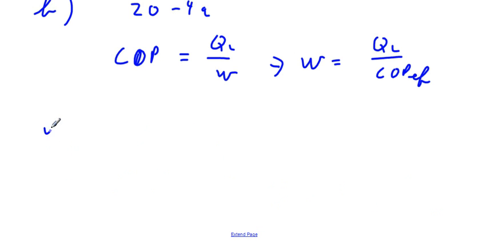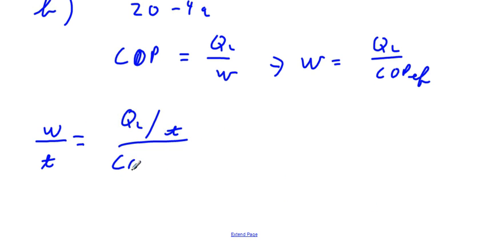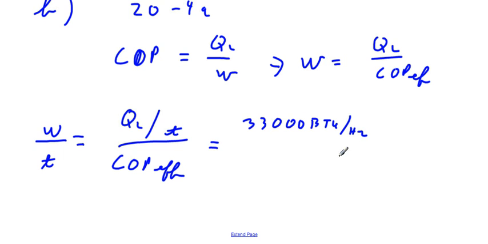And work divided by time would be watts. Joules divided by time is watts. So that's going to be QL divided by time, divided by the coefficient of performance, the effective one, 33,000 BTUs per hour. I'm going to divide by 4.2.